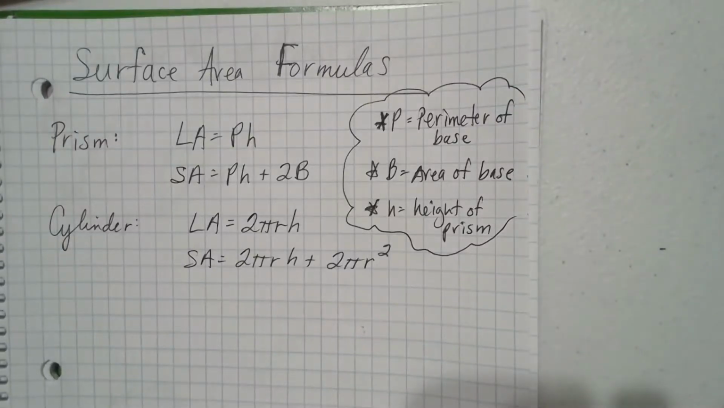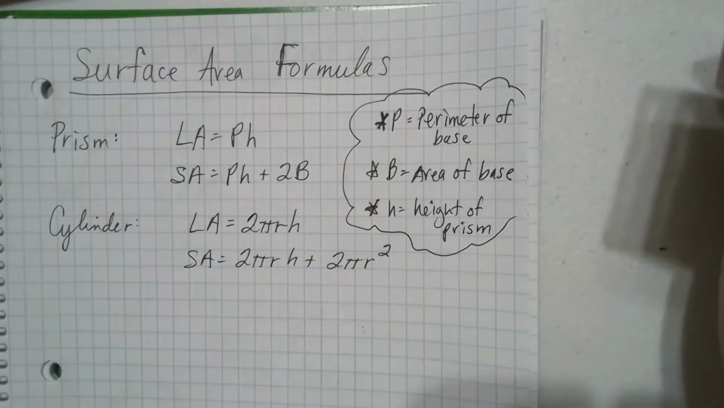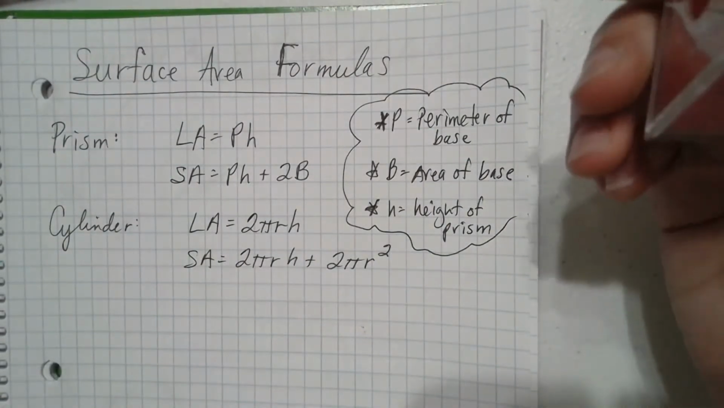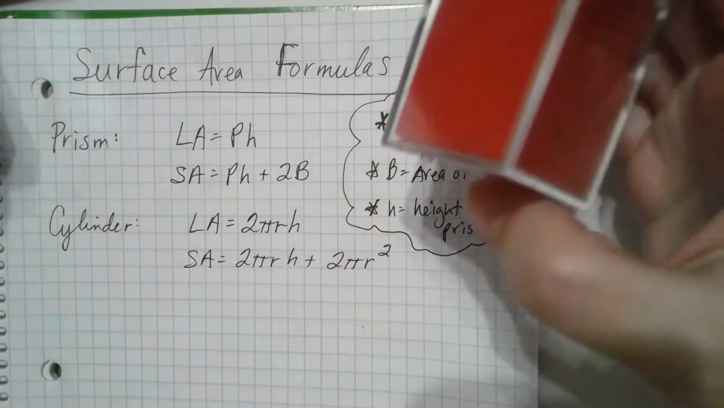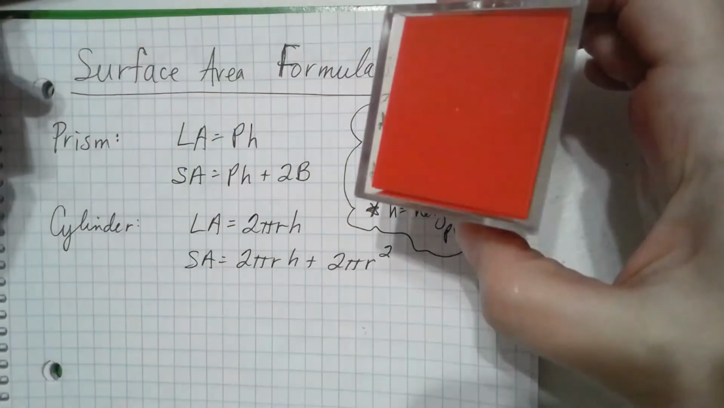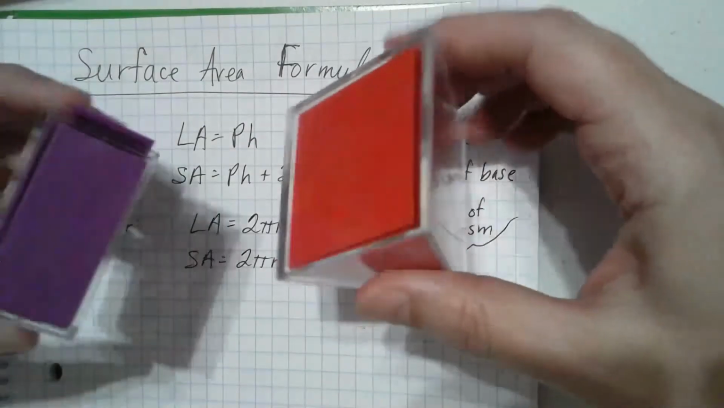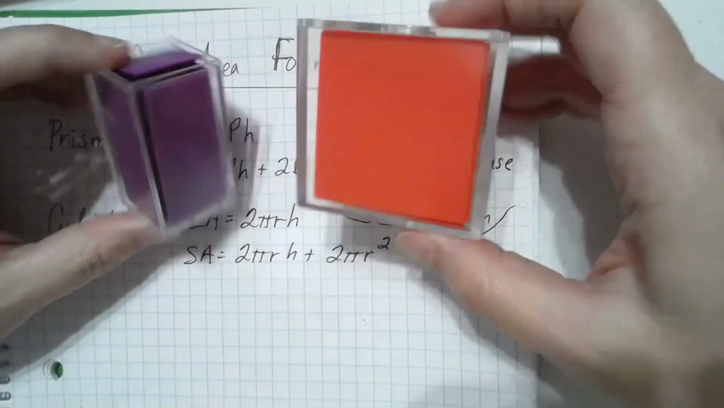Hey everybody, this week we're going to be looking at surface area. First we're going to start with prisms and cylinders, and then in our next lesson we'll look at pyramids and cubes. Okay, so remember these are our prisms.